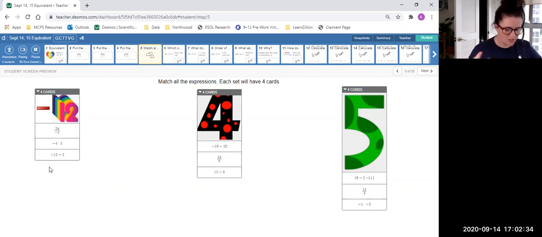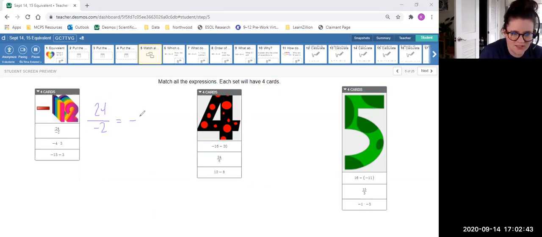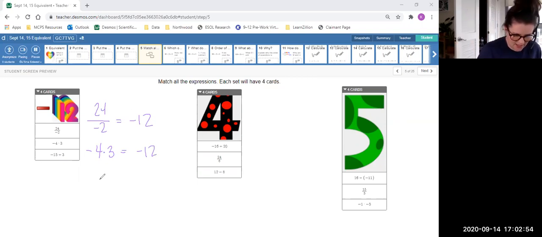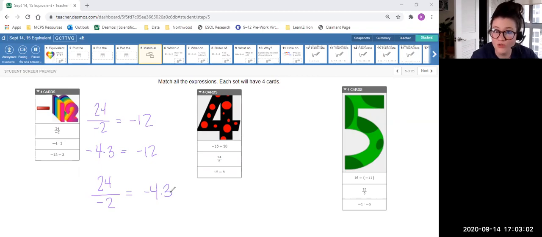Now, what we want you to get from this, the point of this today, is not only, I mean, you probably knew that 24 divided by negative 2 is negative 12. You also knew that negative 4 times 3 is also negative 12. So, for equivalence, we can say that 24 divided by negative 2 is going to equal negative 4 times 3. Now, they don't look like the same, right?